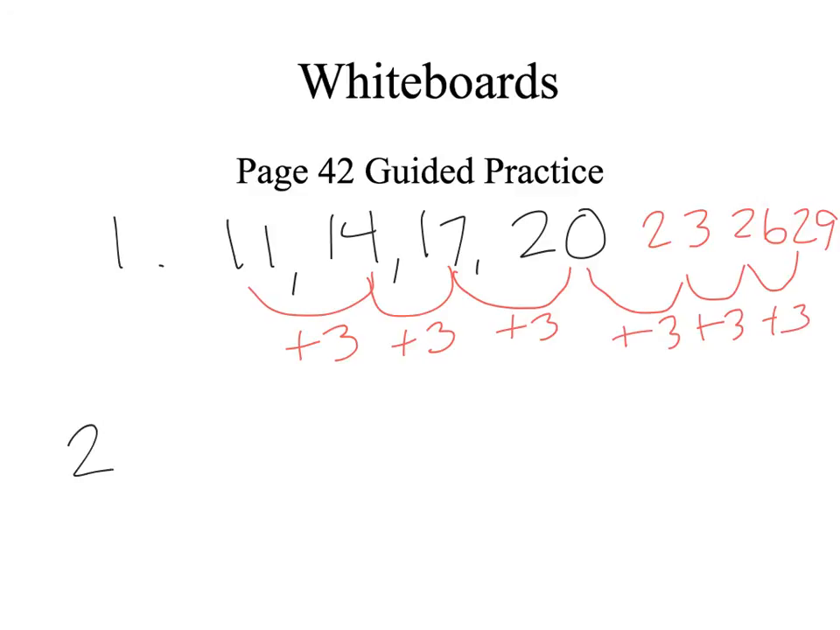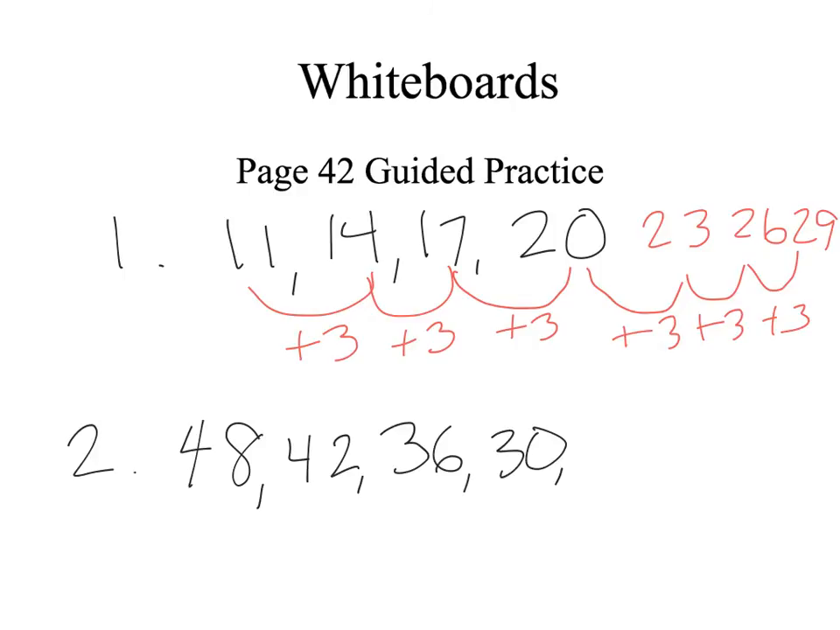The next one says 48, 42, 36, 30, 24. So if we look and we notice that the numbers are going down, so that means we're going to be subtracting or dividing.